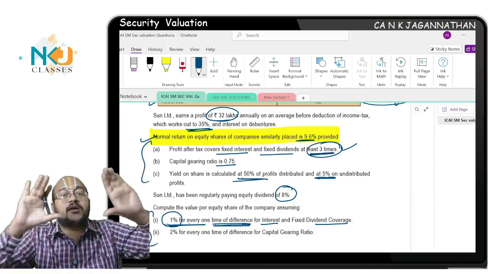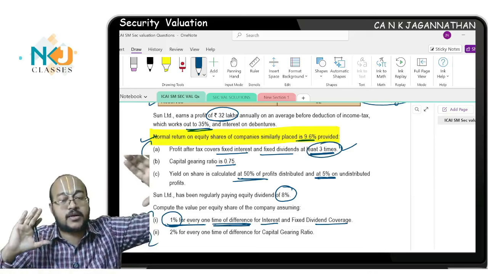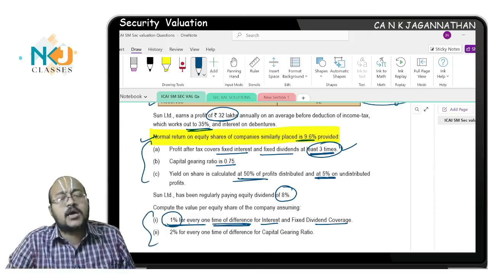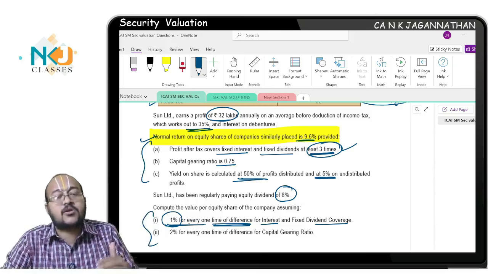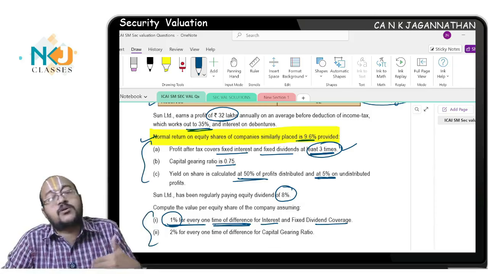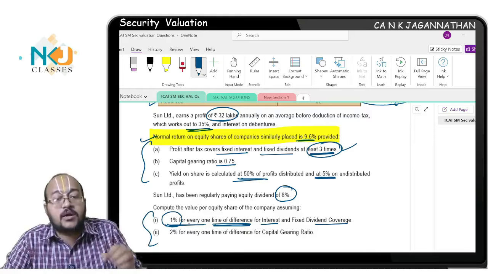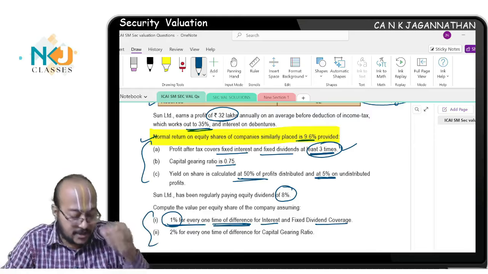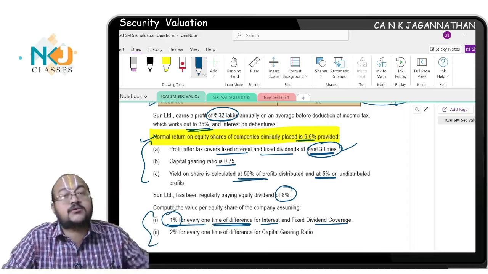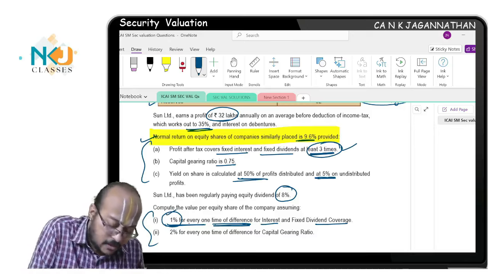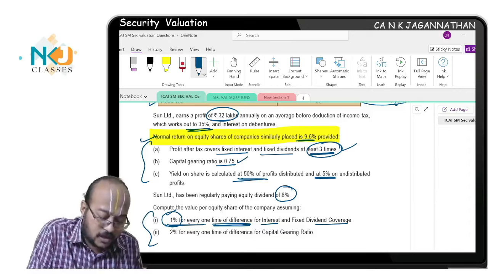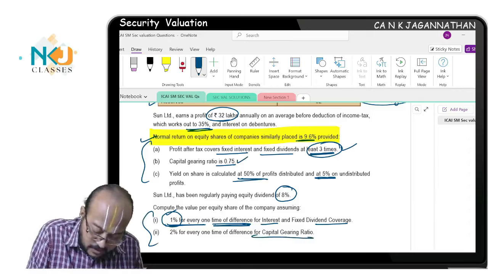See, you have to have adequate cash, adequate profit to cover the interest as well as the fixed dividend. If your company is not generating profit which is able to cover the dividends and interest, then what will happen? It will become risky. For that risk, they are asking us to cover a 1% premium. That is one thing. Then the capital gearing ratio is 0.75, and for that also they have given an adjustment.